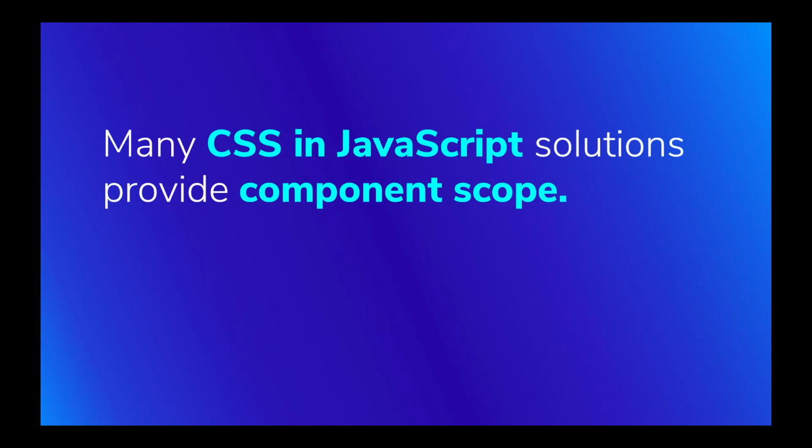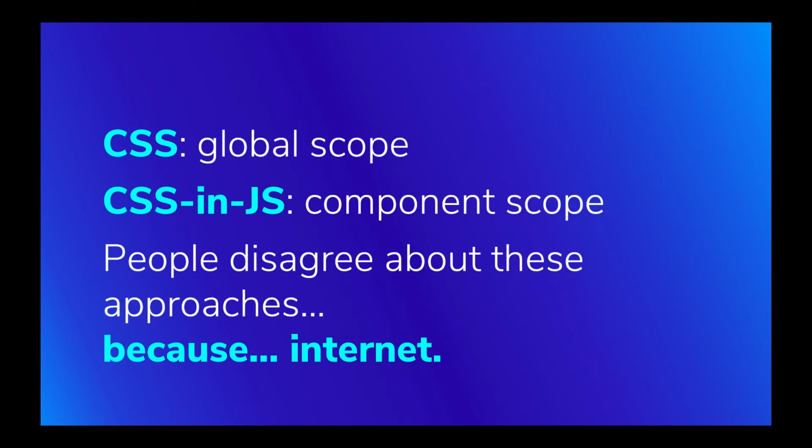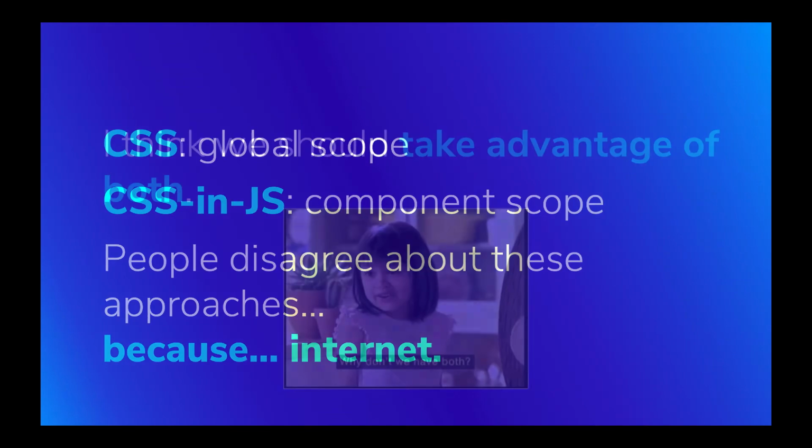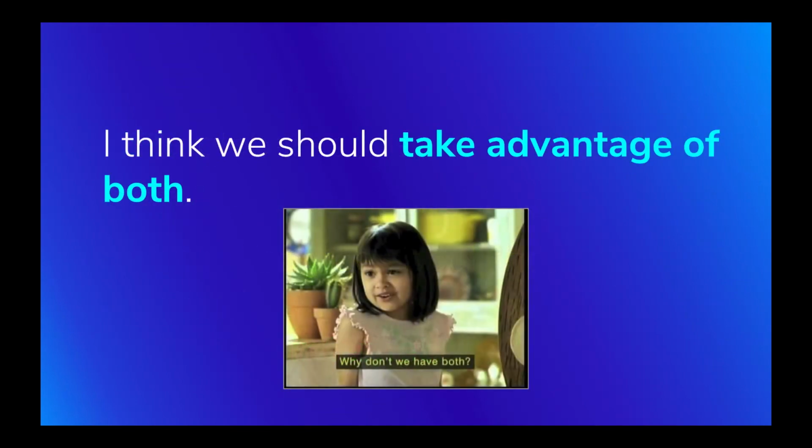And a newer approach of writing CSS and JavaScript, many CSS and JavaScript solutions provide an approach to component scope. So CSS scope that will not leak out of the component it's defined in and not affect anything else. And as you might imagine, on the internet, people disagree about these different approaches and fight about it because, you know, the internet. But my personal opinion is that I think we should take advantage of both approaches, and there are some advantages in using them together.